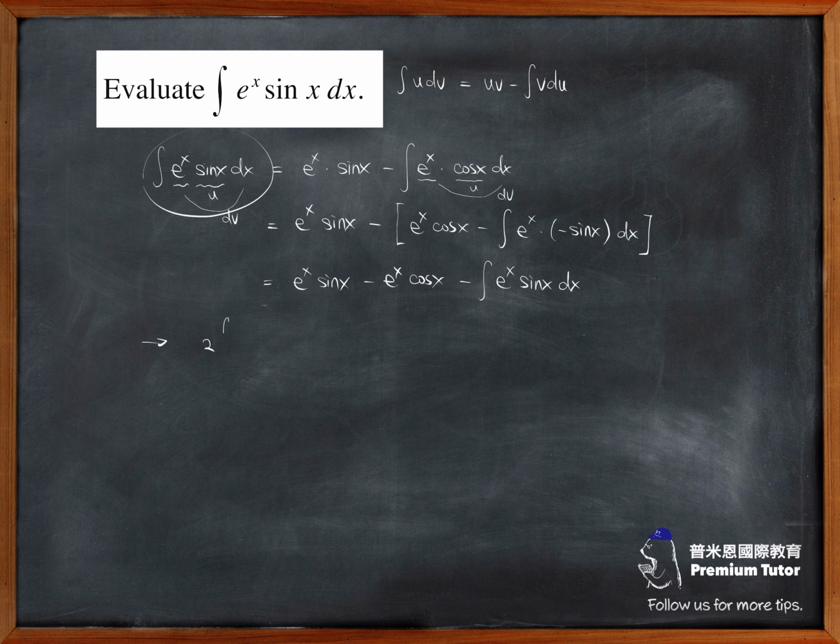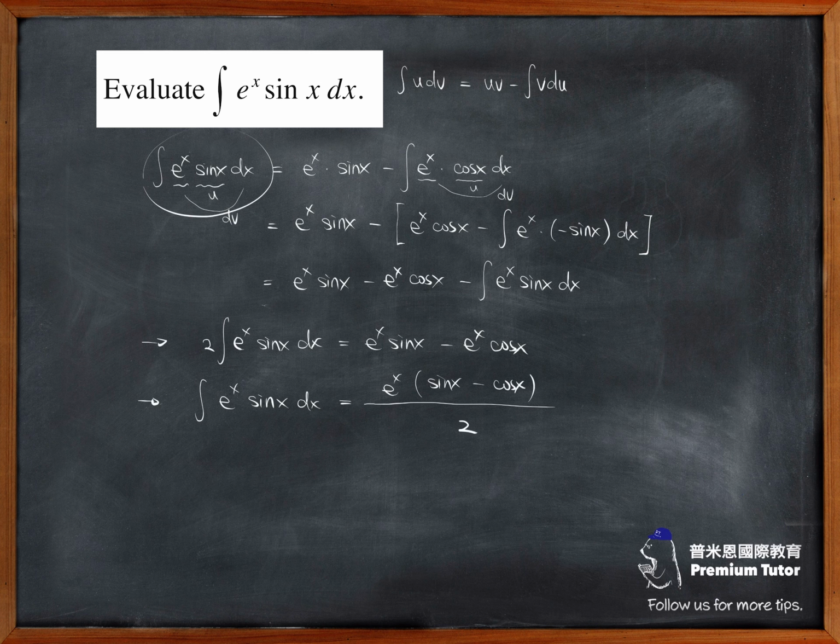That will make it 2 times the integral of e to the power of x times sine x dx, and it's equal to e to the power of x sine x minus e to the power of x times cosine x. Dividing both sides by 2, we get this. The integration of e to the power of x sine x becomes e to the power of x, factored out, times sine x minus cosine x, divided by 2. So that's how we evaluate the integral of e to the power of x times sine x.